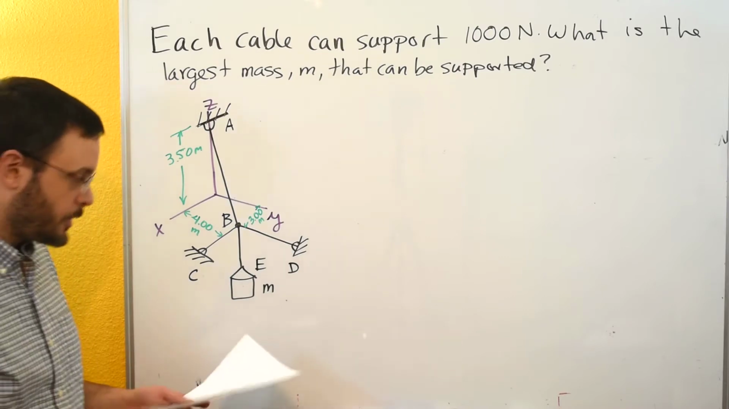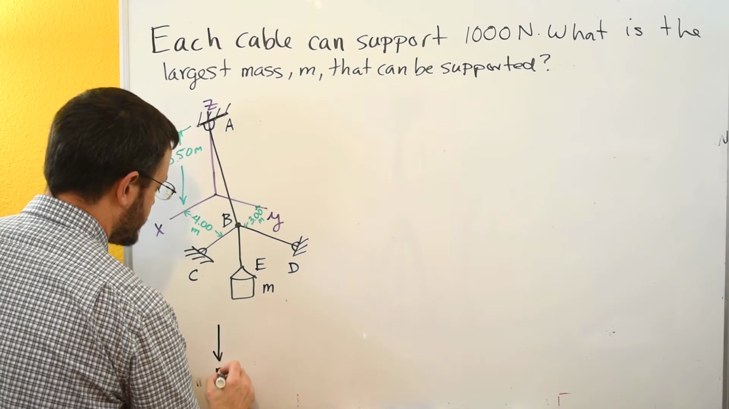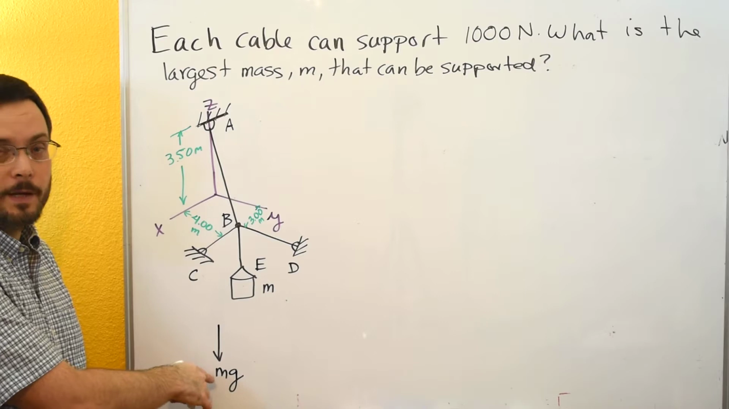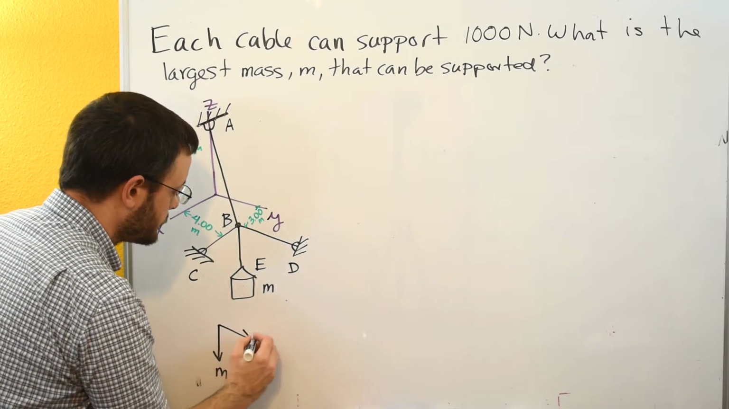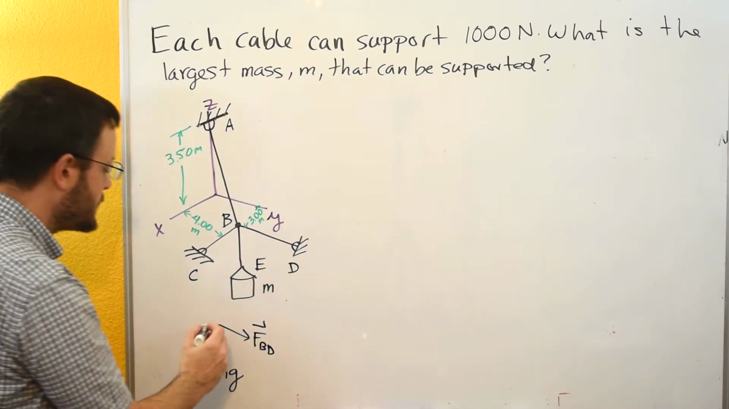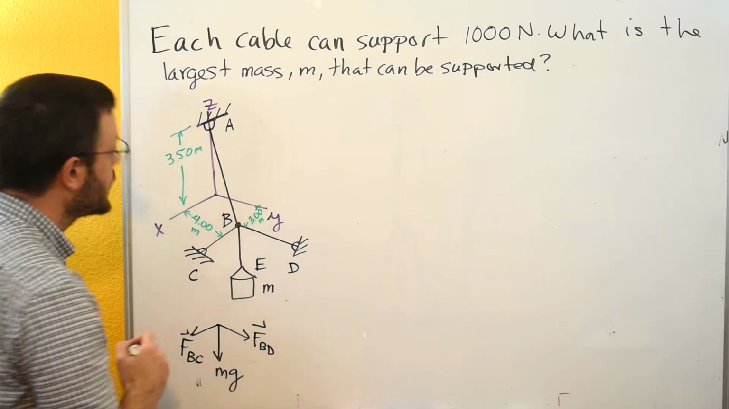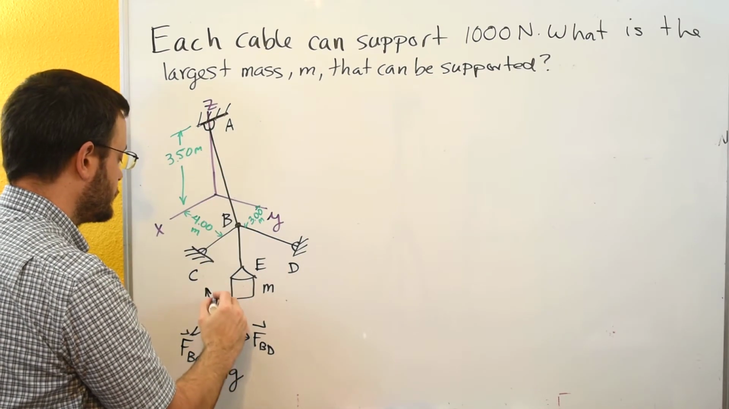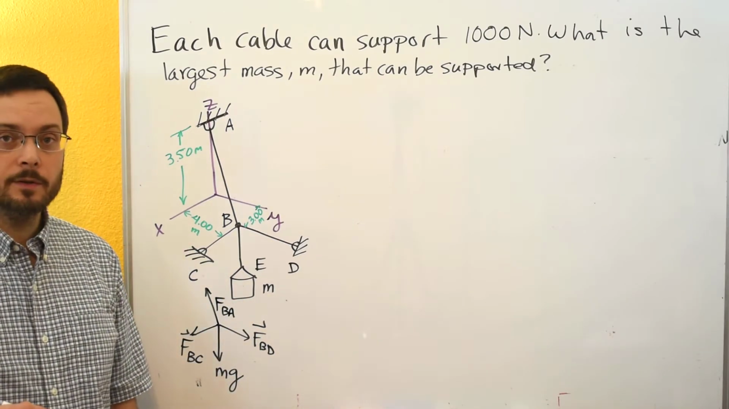So let's draw our free body diagram. We'll have our weight here at E, which would just be the mass times gravity. We'll have the force B to D, and then we'll have the force B to C, and then we'll have our force B to A. And now we can go ahead and start solving it.